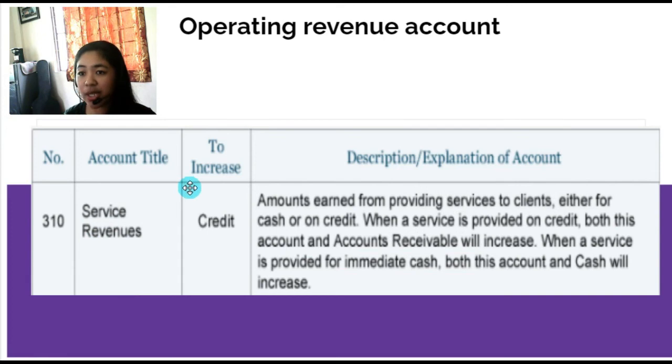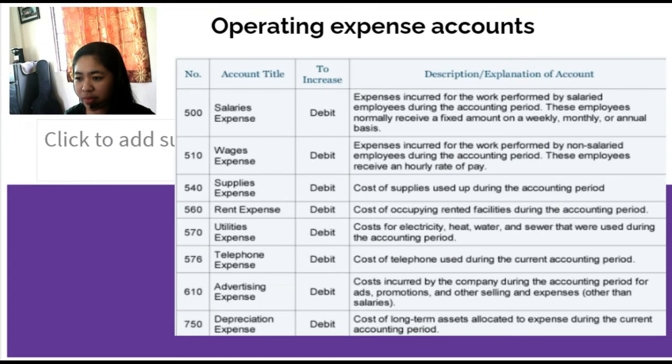So next is the operating revenue account. So we have here the service revenue. Increase to credit, then amounts earned from providing services to clients, either for cash or on credit. So we have also the operating expenses accounts for a small company. So we have here the salaries expenses, wages, supplies, rent expense, utilities, telephone, advertising, and depreciation expense. So you can see here the account numbers have 3 digits only.